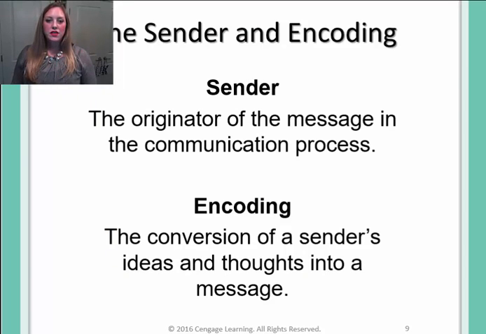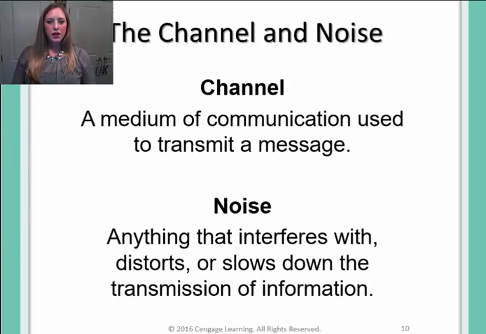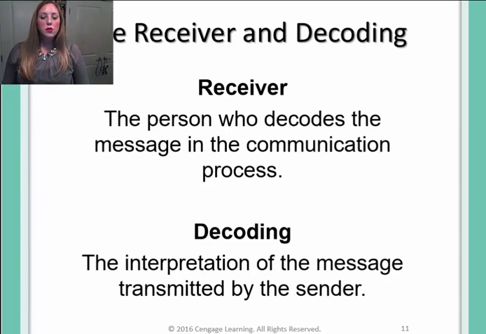Sender and encoding. The sender is the originator of the message in the communication process. Encoding is the conversion of a sender's ideas and thoughts into the message. Channel and noise. Channel is the medium used to transmit the message from the sender to the receiver. Noise is anything that interferes, distorts, or slows down the transmission of information. So the receiver. The receiver is the person who decodes the message in the communication process. Decoding is the interpretation of the message transmitted by the sender.